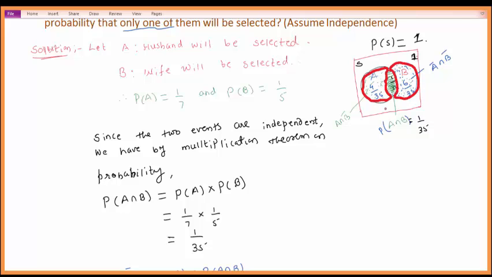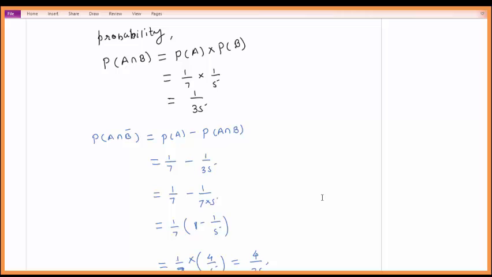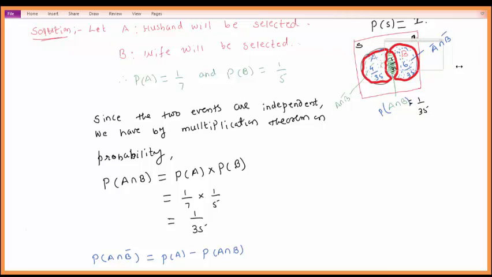So, only husband is selected means what? What is the probability of only husband is selected? So, we have to subtract from A the intersection part, P of A intersection B. The intersection is 1 upon 35. Therefore, first we have to find the probability of only husband is selected. Only husband is selected means husband is selected and wife will not be selected. That is the probability of this part. How can you find the probability of this part?